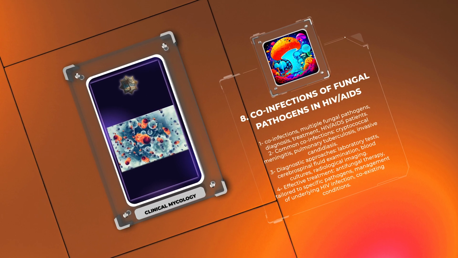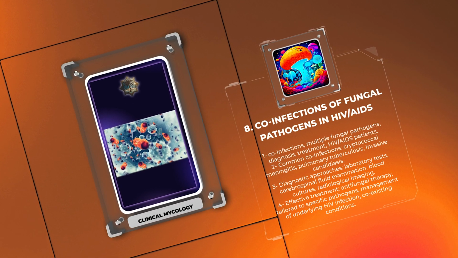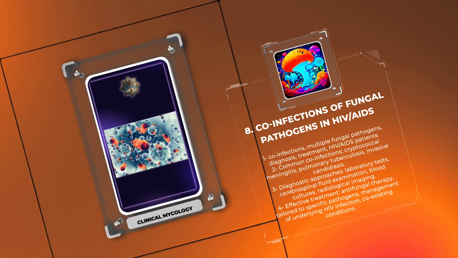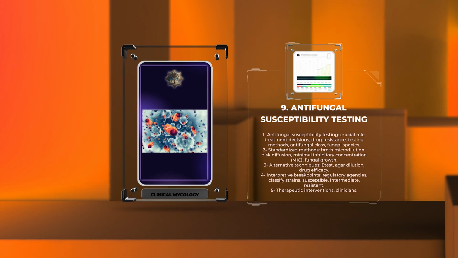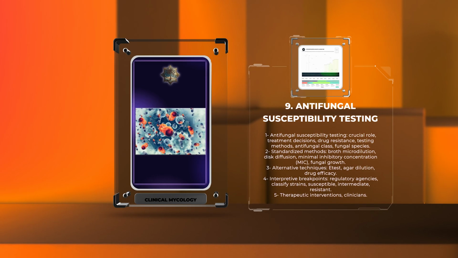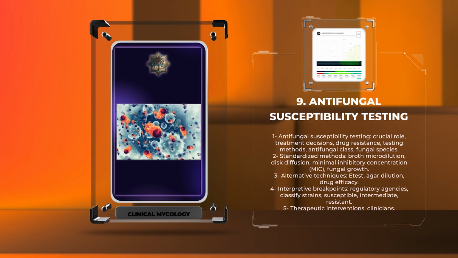Effective treatment entails antifungal therapy tailored to the specific pathogens involved, alongside management of the underlying HIV infection and other coexisting conditions. Antifungal susceptibility testing plays a crucial role in guiding appropriate treatment decisions and identifying emerging drug resistance. Testing methods vary depending on the antifungal class and fungal species of interest.